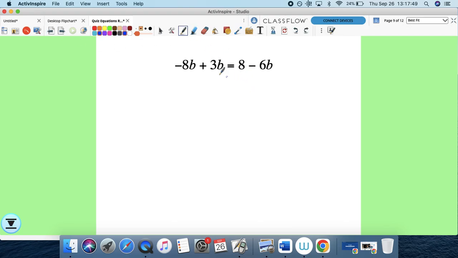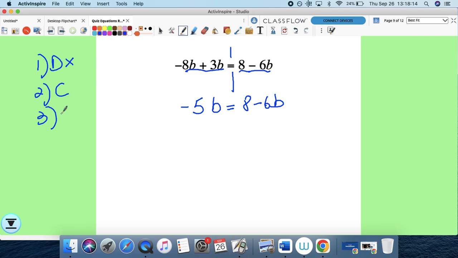So the first equation. Step 1, distributive property. No, I don't see any parentheses, so I don't have to distribute. Step 2, combine like terms. Look at the left side. Can I combine negative 8 and 3b? Yes, I can. And that gives me negative 5b. On the right side, can I subtract 8 minus 6b? I cannot, so I just copy that down.